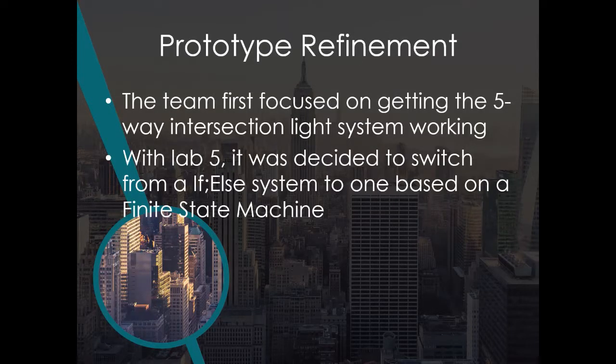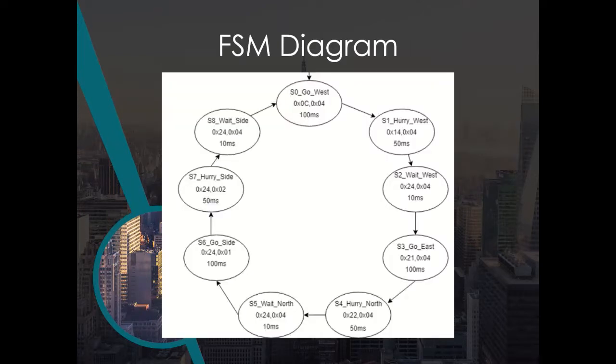So after the preliminary stage, we decided that we would be able to refine the program, and so we switched from an if-else system as seen before to one based on a finite state machine after we performed Lab 5. The finite state machine was then translated into a finite state machine diagram as seen here.